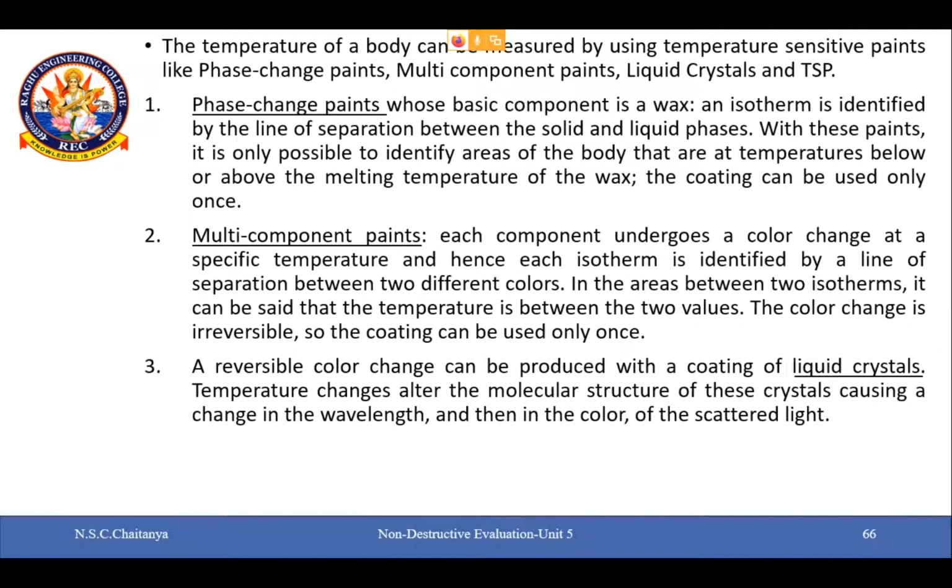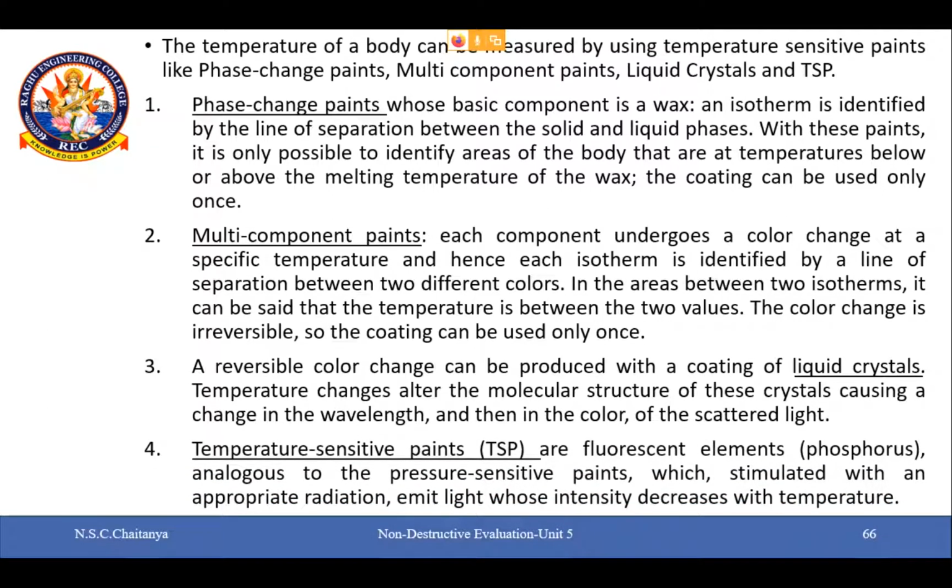A reversible color change can be produced with the coating of liquid crystals. Temperature changes alter the molecular structure of these crystals, causing a change in the wavelength and then in the color of the scattered light. Liquid crystals are quite important, I told you. LCD display, liquid crystals. You have already studied about these things in your CAD/CAM subject, but here we will be studying how they are used in your thermal side or thermography side.